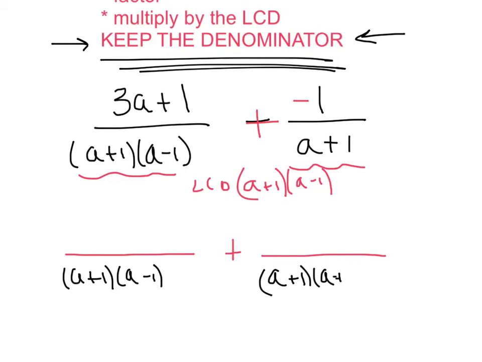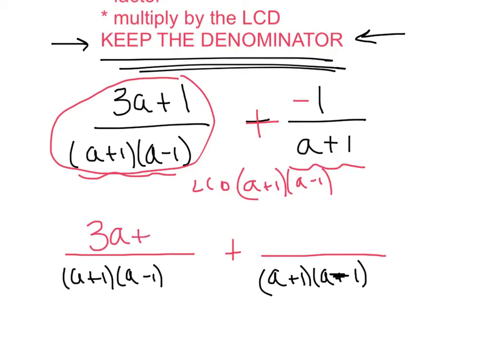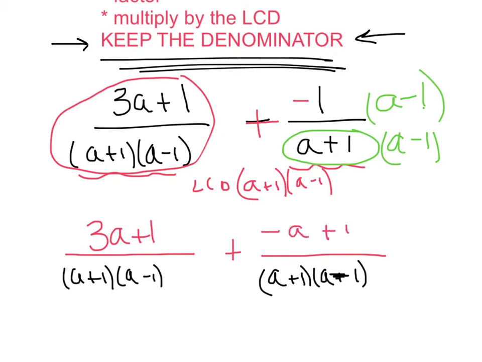Now I just have to ask myself, how do I get those? Well, this fraction, I don't have to touch it at all. It already has the a plus 1, a minus 1, so I'm just going to leave it as 3a plus 1. However, this fraction only had the a plus 1, so I have to multiply the top and bottom by a minus 1. So now on top, I'm going to get negative a plus 1. Notice I had to take that negative 1 and distribute.